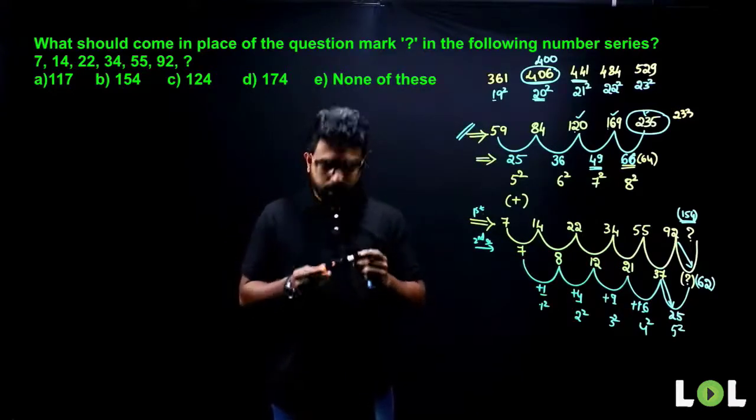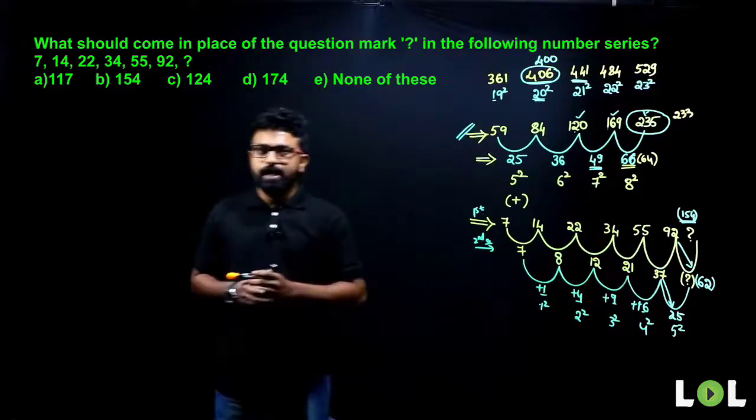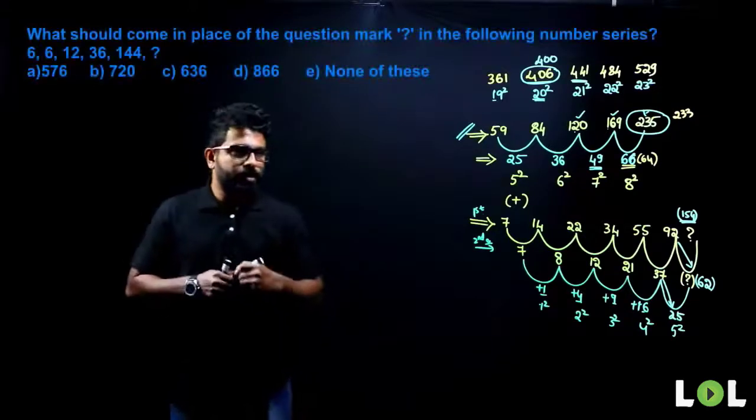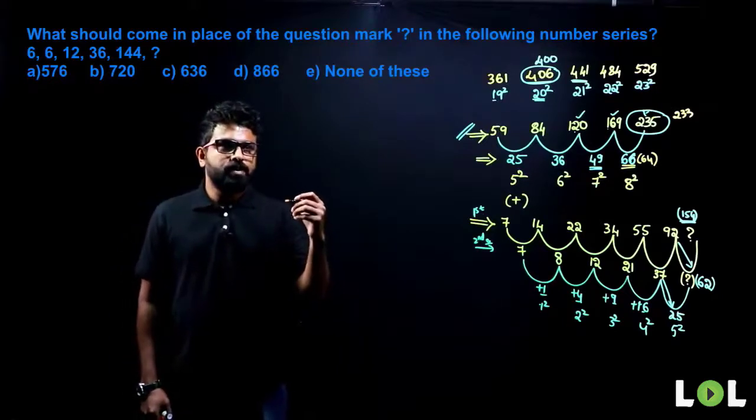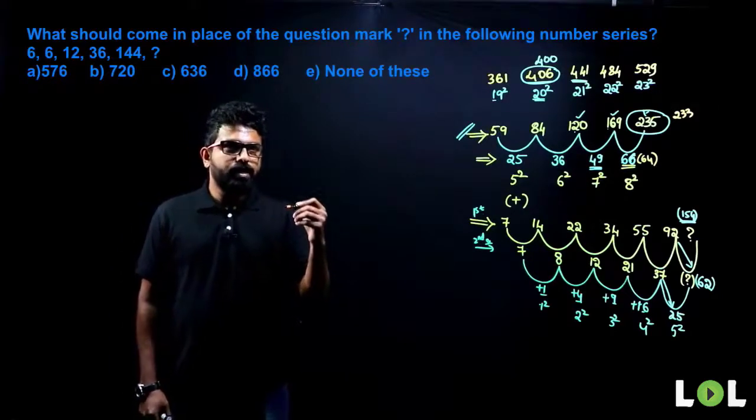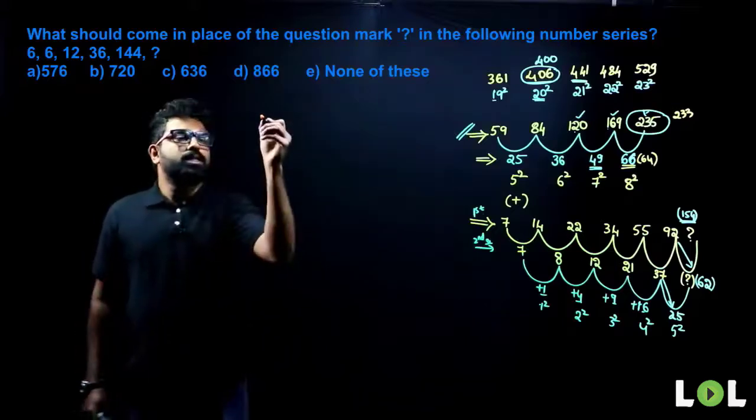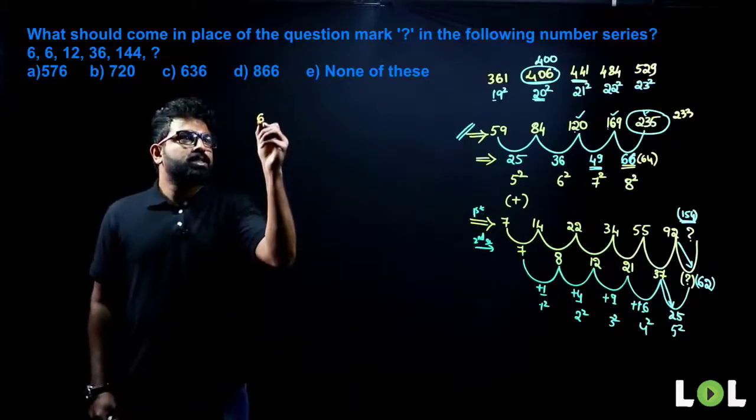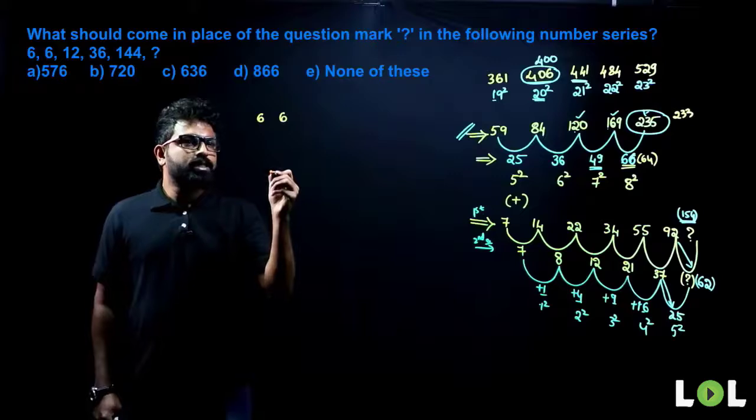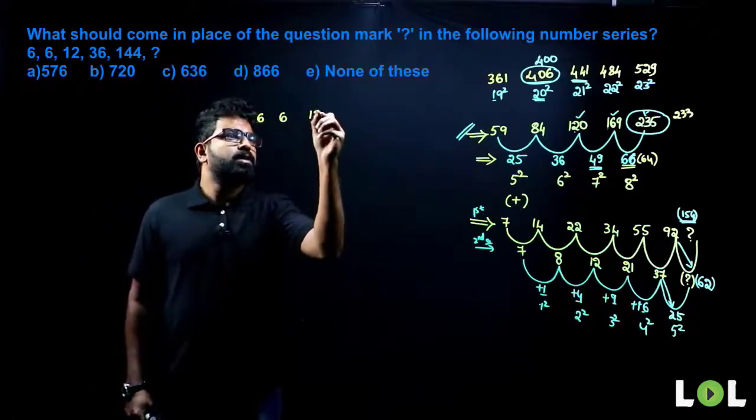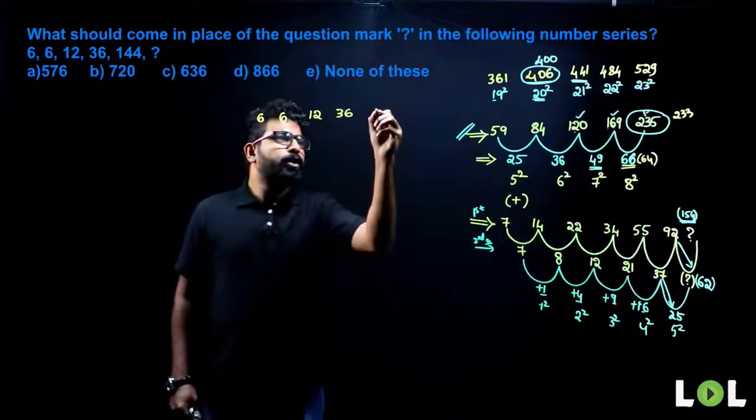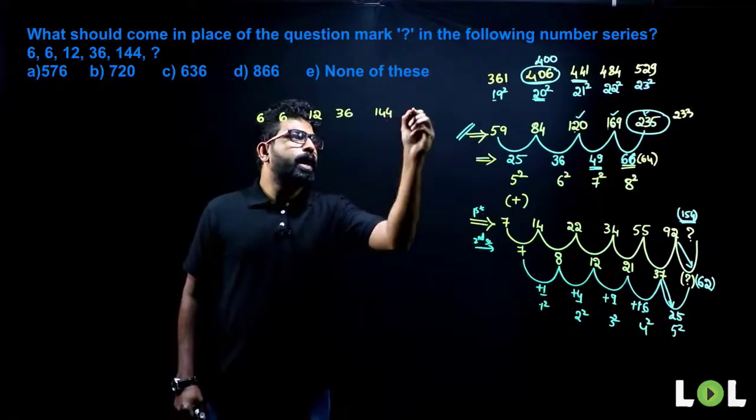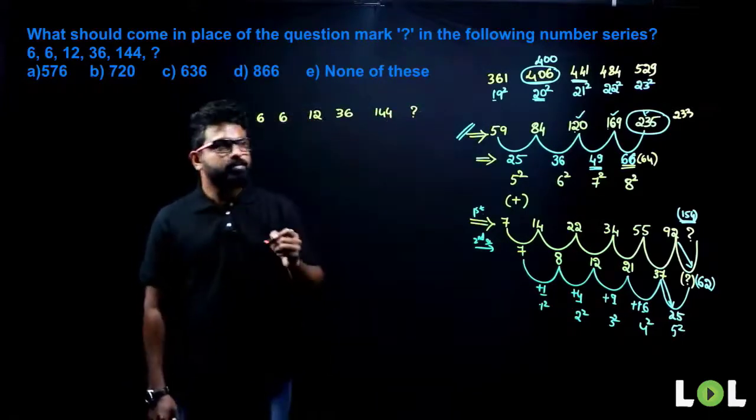Very good. So let us move on to our next question then. What is our next question here? So the next question is 576. Sorry. Okay. The series goes like this: 6, 6, 12, 36, 144 and then there is a question mark here.